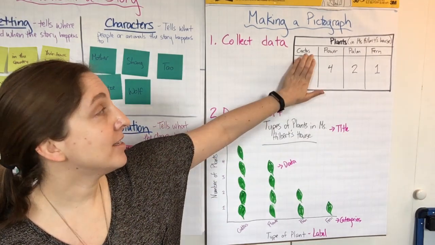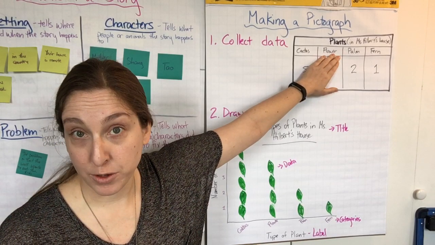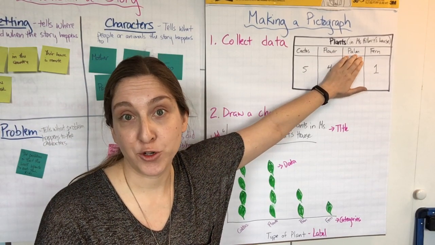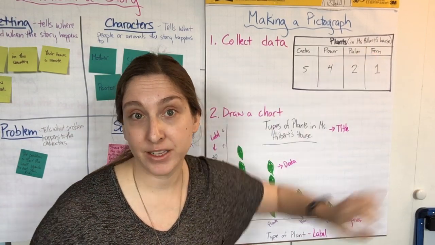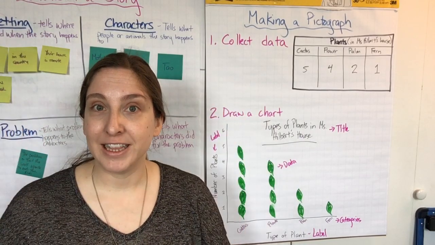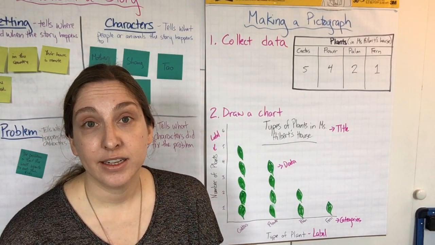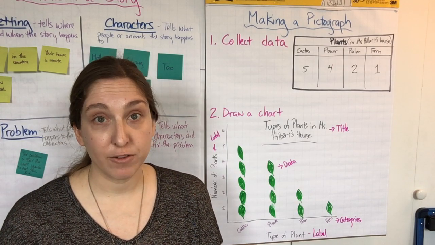I have some plants that are cactus plants. I have some plants that are flower plants. I have some plants that are palm plants, like a palm tree, except small. And I have some plants that are fern plants, where they have lots of fluffy leaves coming really far out of them. And then I figured out how many I have of each category of plant.